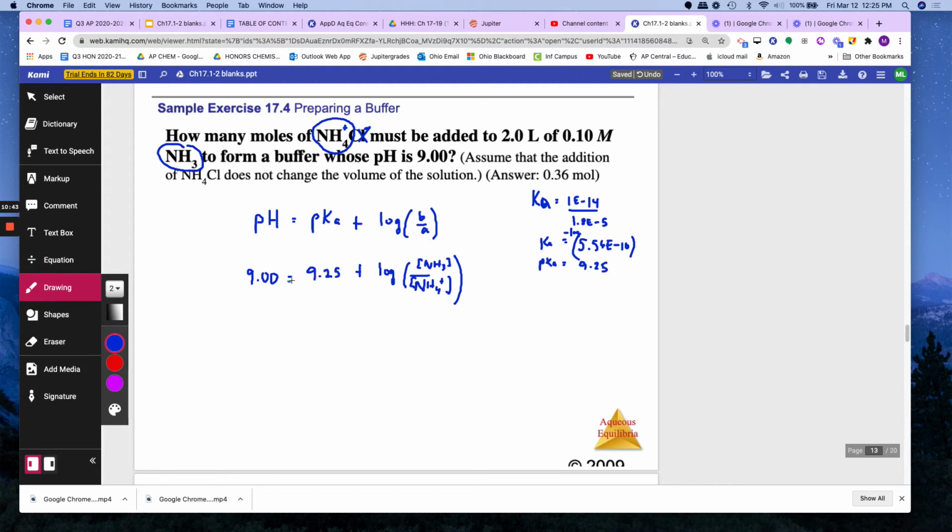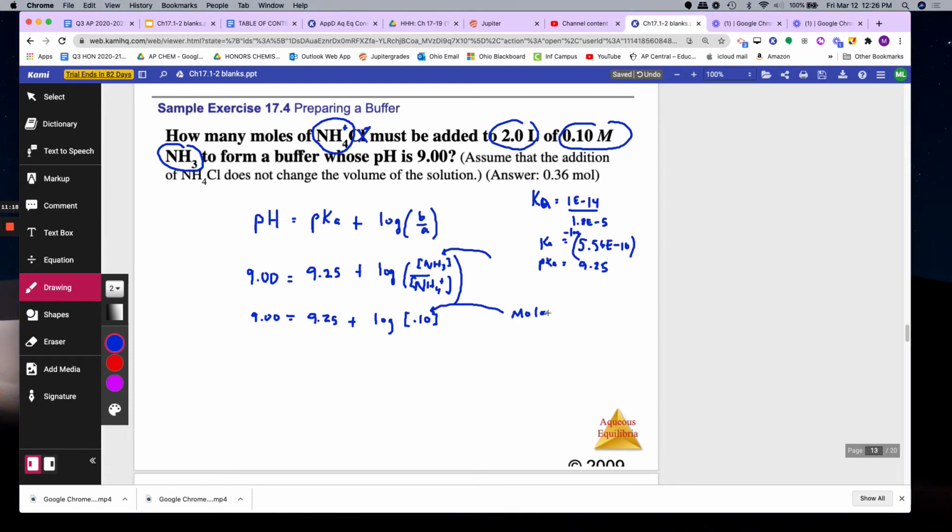So you can see you're a little bit off. That means you have to change this a little bit. It says that you have 2 liters and you have 0.1 molar NH3. So I'm going to put that molarity here. So 9.00 equals 9.25 plus log of the molarity of NH3, which is 0.10. Remember that what I plugged in is molarity, which means whatever I solve for here is going to also be in molarity.